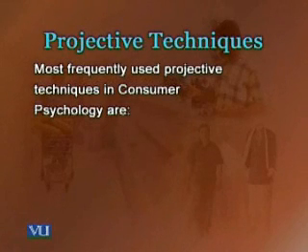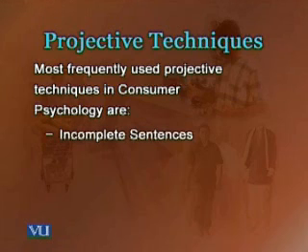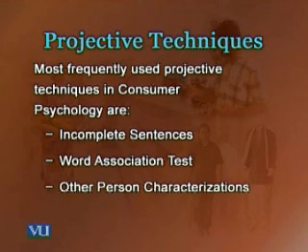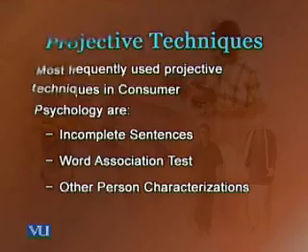In qualitative research, the three most important and most popular projective techniques include, number 1, incomplete sentence blanks, number 2, word association test, and number 3, other person characterization. Students, with reference to the word association test, let me give you a brief example to understand what the word association test is and how it is used.